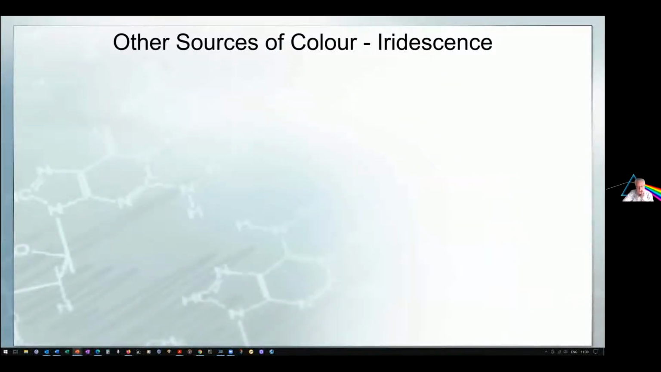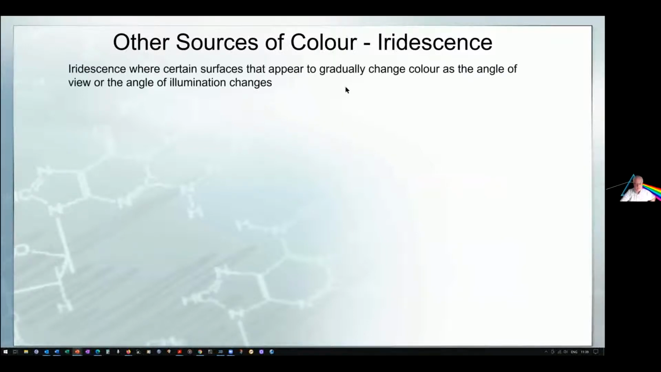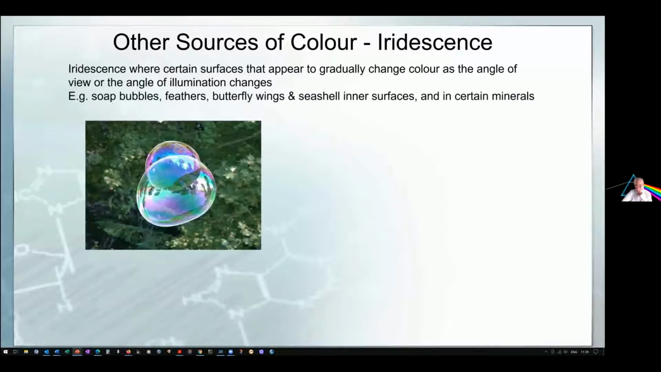So other sources of colour in nature, iridescence is one. This is where a surface absorbs light and then re-emits it, but at a different wavelength, and it can change with the angle of viewing or the angle of illumination. So we're all familiar with this in soap bubbles, feathers, butterfly wings, inner surface of certain seashells, and certain minerals. And it's created by what's called structural coloration.